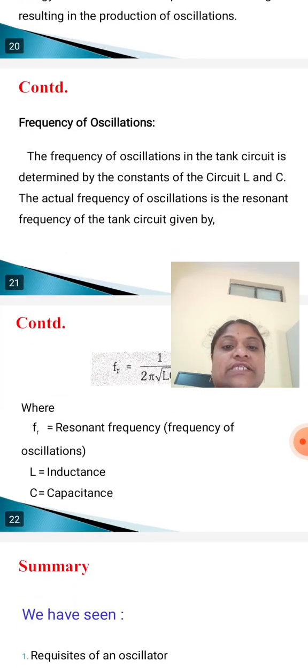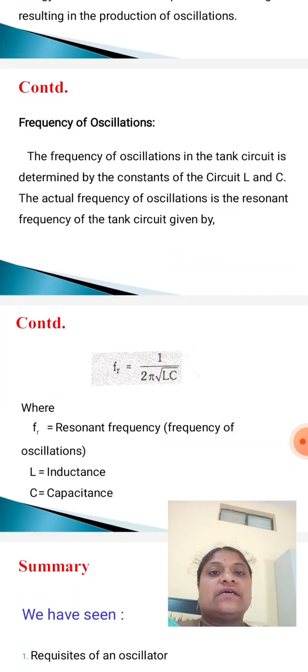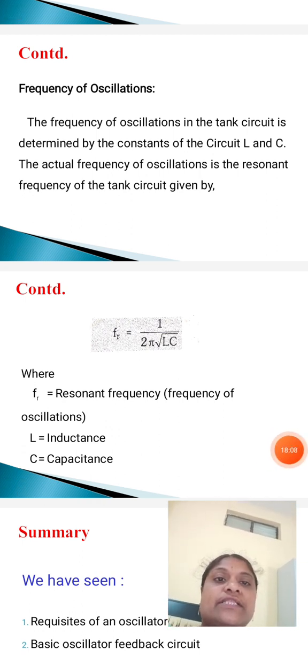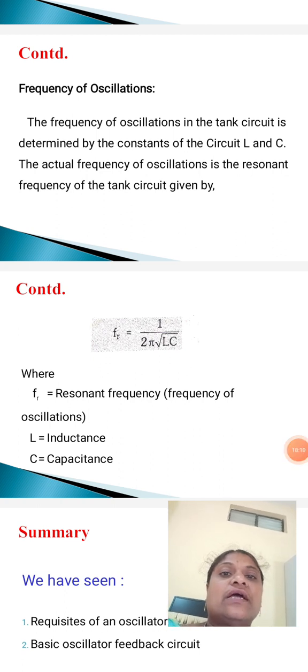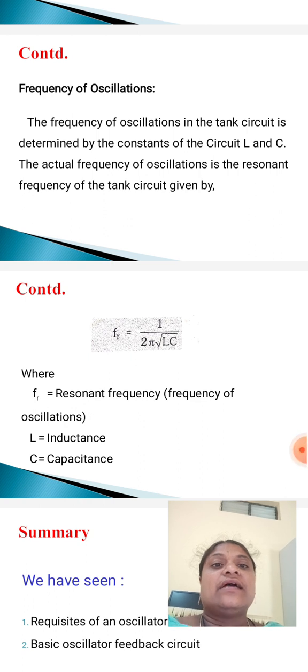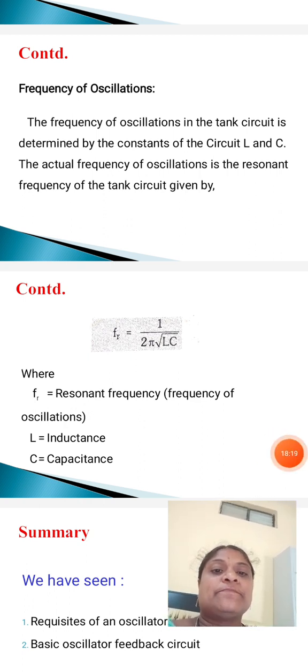Next, frequency of oscillations. The frequency of oscillations in the tank circuit is determined by the constants of the circuit, L and C. The actual frequency of oscillations is the resonant frequency of the tank circuit and is given by Fr equals 1 by 2 pi root LC.